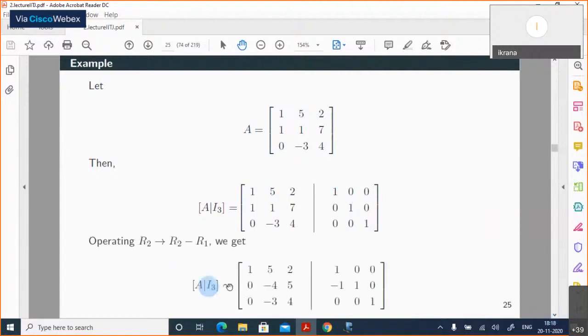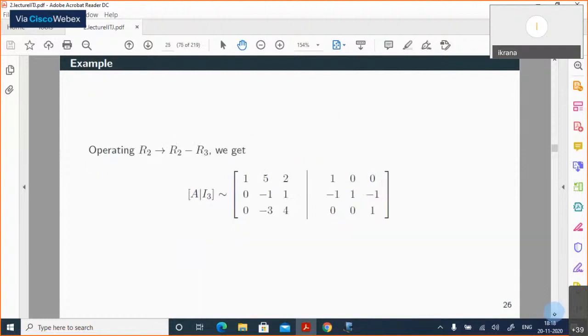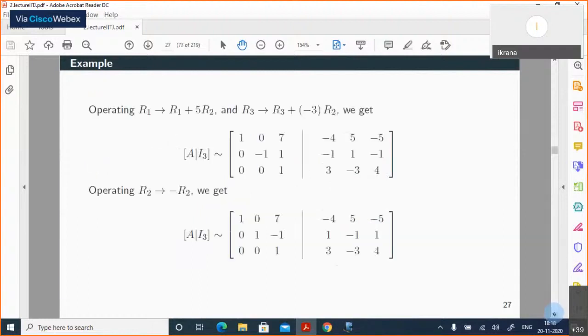Once you do that, this becomes 0, and when you subtract, this is -4, this is 5, this becomes -1, this is 1 only, and 0. So that operation of R2 minus R1 was done throughout. So that is 1 0 0, and do the same now. Let us continue doing the row operations.